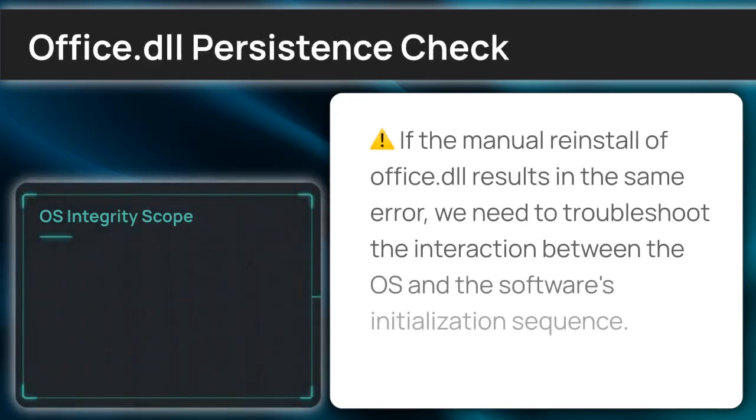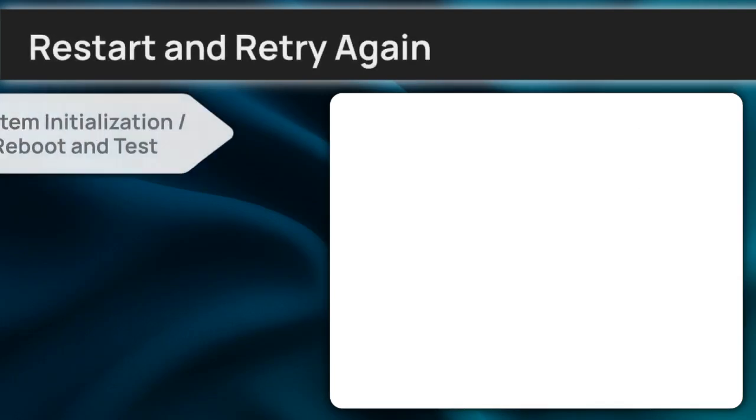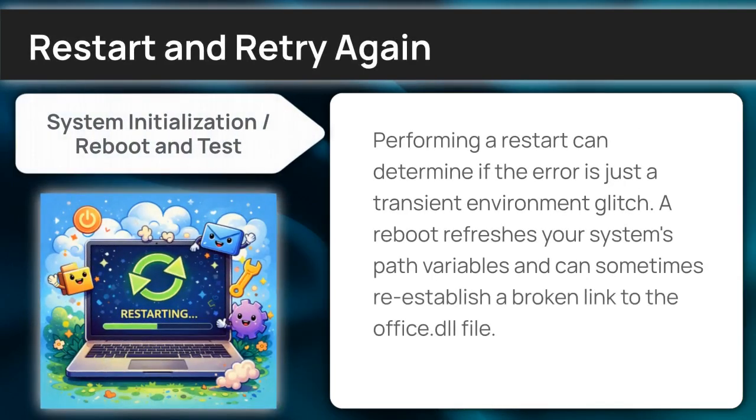If a standard reinstallation doesn't restore the library, we need to verify if the system environment is properly recognizing the new components. A standard restart allows the Windows bootloader to rescan your system directories and potentially recognize an unregistered Office Library component.